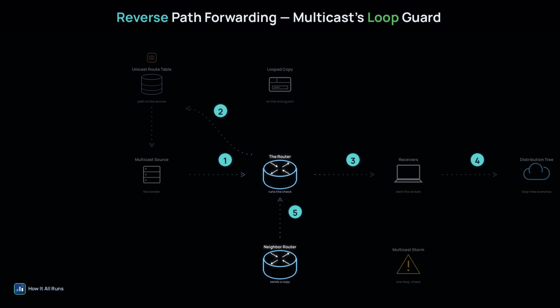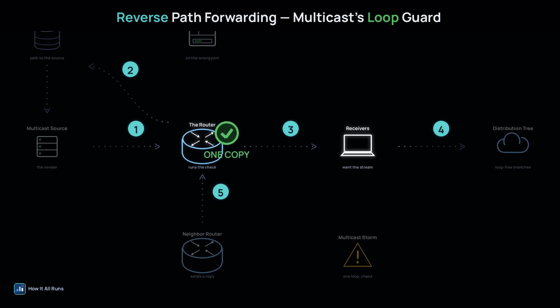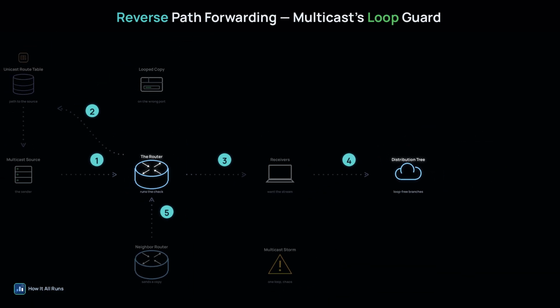See why loops cannot survive. Any copy traveling the wrong way around a loop must, by definition, arrive on an interface that is not the reverse path, and every router it meets discards it for that reason. The result is quietly elegant. Each router keeps exactly one copy, the one from the source's direction, and rejects all the rest. Duplicates never accumulate, the distribution tree stays loop-free, and no storm can form. And notice what the reverse path check really is, a gate on the way in, not the way out. It decides which arriving copies are legitimate, and only those legitimate copies are ever allowed to branch further down the tree.